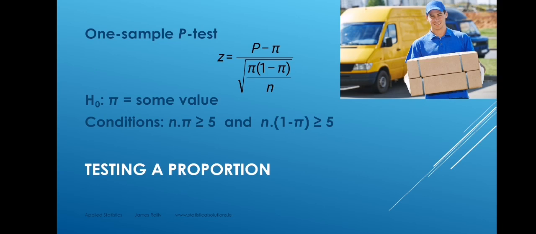And so if those conditions are fulfilled, if the sample is big enough according to those criteria, then it's big enough for carrying out this test. So in words, those two conditions mean we're expecting at least 5 yes in the sample and we're expecting at least 5 no in the sample.